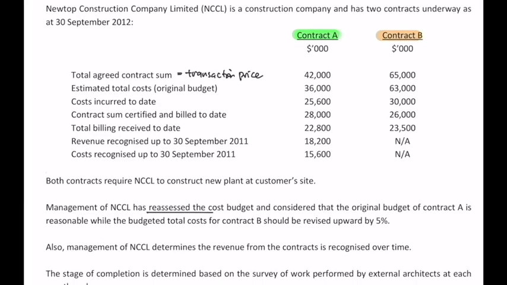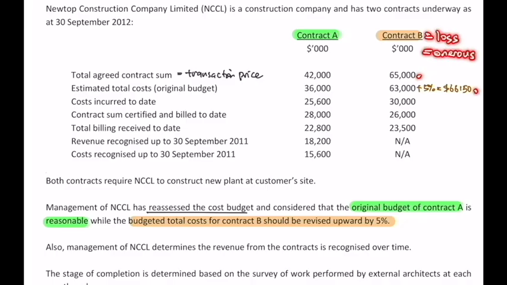The management have reassessed the cost budgets and considered that the original budget for A is reasonable. I assume it's unchanged. The budgeted total cost for B should be revised upward by 5%, which equals 66,150. From here we can see that the transaction price is 65 million only, but the total cost is 66.15. That means it is considered loss making. If it's a loss making contract, we must recognize the loss 100%. Whereas for contract A, the transaction price is 42, the total cost expected to be 36, it is a profitable contract.